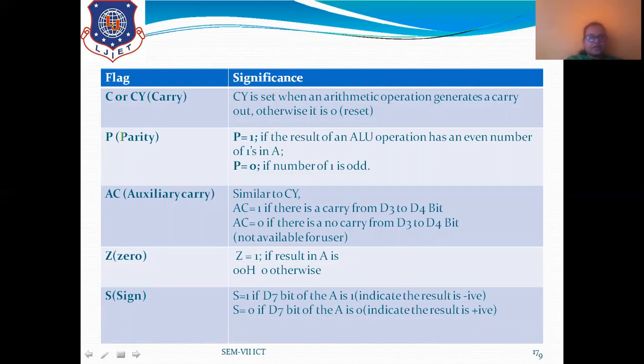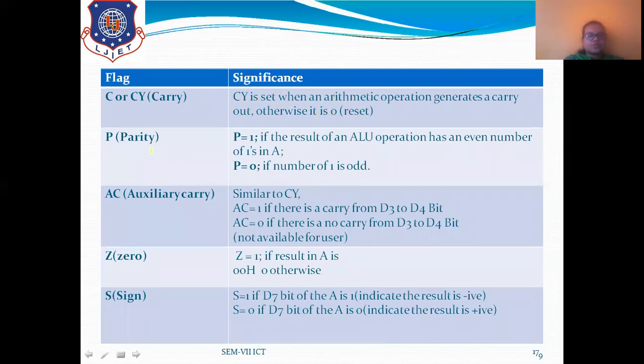So first, what does the C or carry flag, the CY flag, stand for? The CY flag is set when an arithmetic operation generates a carry out. Otherwise it is reset. If it is set, it will be 1, and if it is reset, it will be 0. So whenever there is an addition or subtraction, if there is a carry from one bit to another, then after the 8-bit operation, the carry flag will be set. If the answer is more than 8 bits, then the carry flag will be set automatically, otherwise it will be reset.